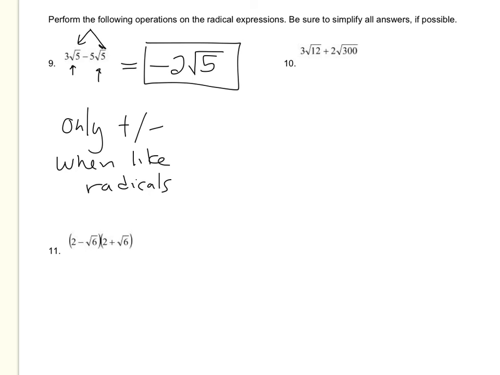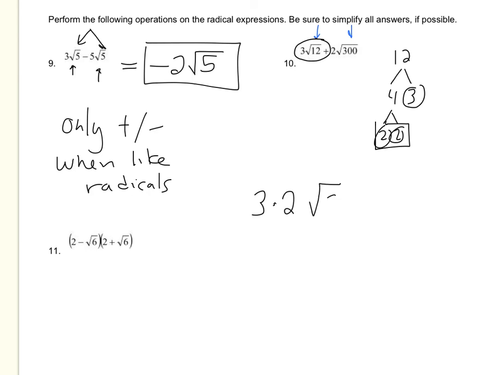So if you look at 10, we cannot add these together right now, because look, we have a 12 and we have a 300. That doesn't work. Well, let's try to break it down. So 12 is 4 and 3. 3 is prime. 2 and 2, those are prime. So I have one group of 2s that come out. So for this term, I have the 3 that was already there. I can take a 2 out because I have a group of those, and I'm left with 3 on the inside.